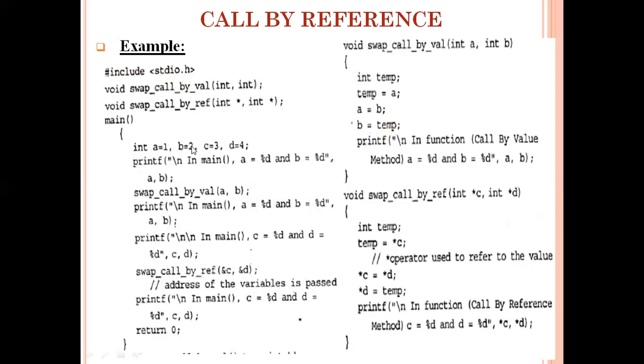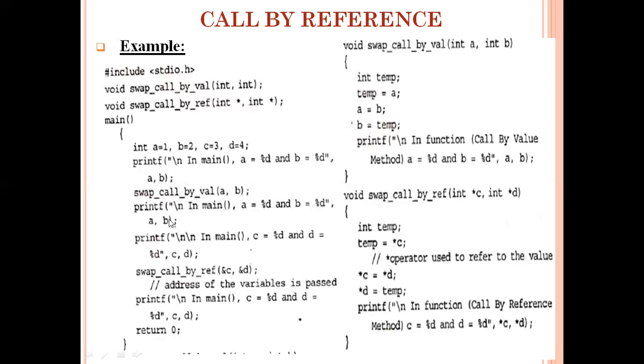So a and b are used in call by value, c and d are used in call by reference. Initially a is assigned 1, b is equal to 2, c is equal to 3, d is equal to 4. First we display the values of a and b before calling the function. Inside the main function, a value is equal to 1, b value is equal to 2. Now we call swap call by value, and here we pass the values of the variables directly, that is a value and b value.